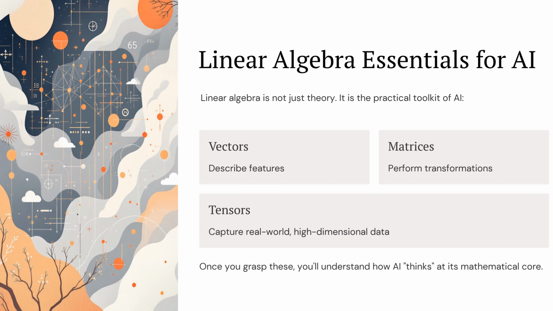Artificial intelligence runs on mathematics, and at its heart lies linear algebra. But linear algebra is not just theory, it is the practical toolkit of AI. Vectors describe features like a snapshot of important details. Matrices perform transformations, shaping and manipulating data. And tensors capture the complexity of real-world and high-dimensional information. Once you grasp this essential, you will begin to understand how AI truly thinks at its mathematical core. In the coming slides, let us discuss this more.